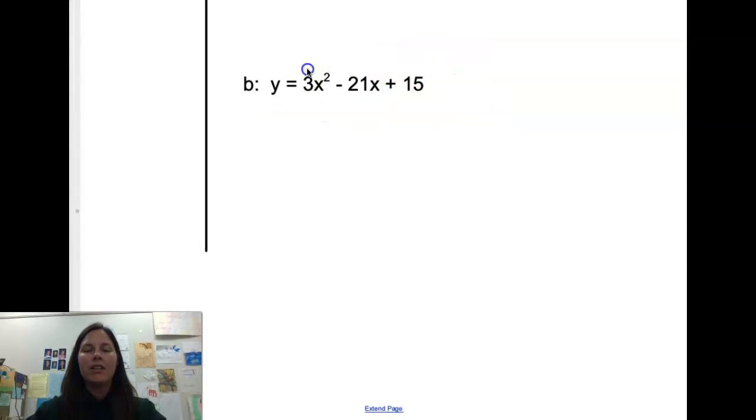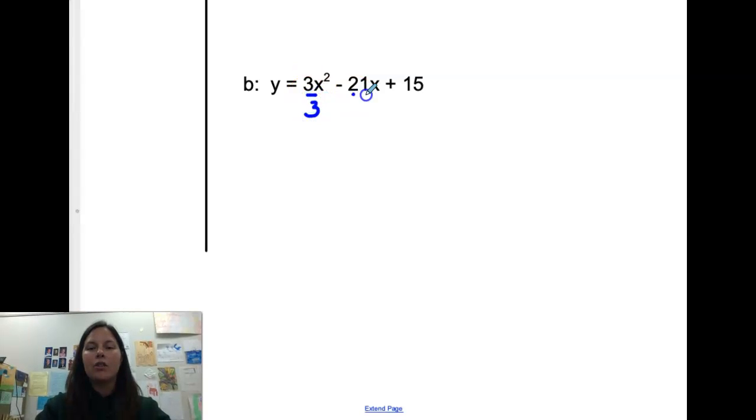Example B, looking at our numbers, we've got 3x squared minus 21x plus 15. What is the largest number that goes into all three of those? And again, we got kind of an easy one because the only numbers that go into 3 are 1 and 3. And again, it's never helpful to divide by 1, so that's never going to be our GCF. Dividing each term by 3, that's what we're going to factor out front of our parentheses this time.